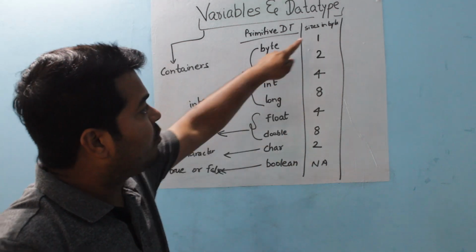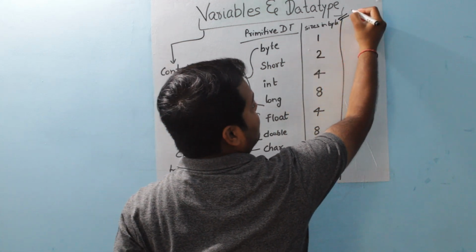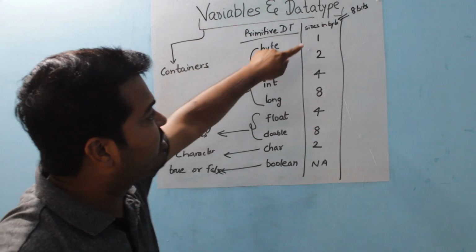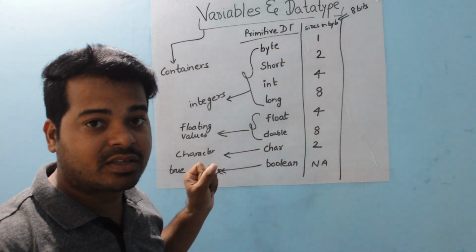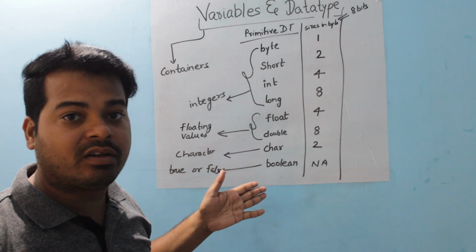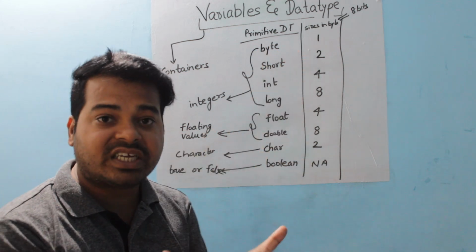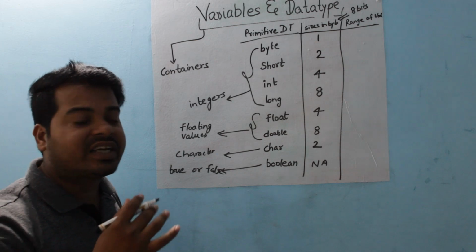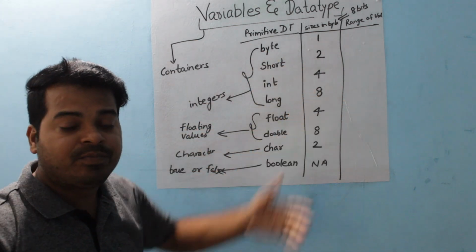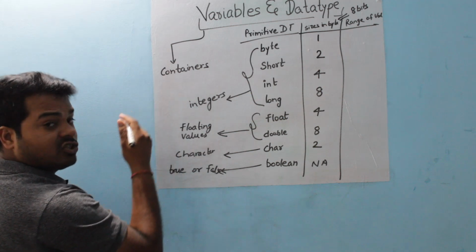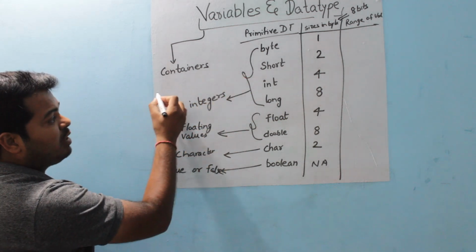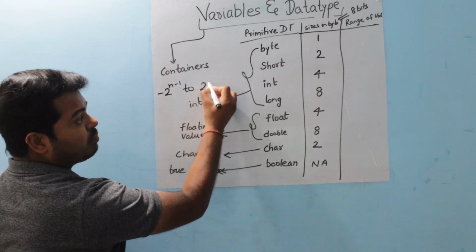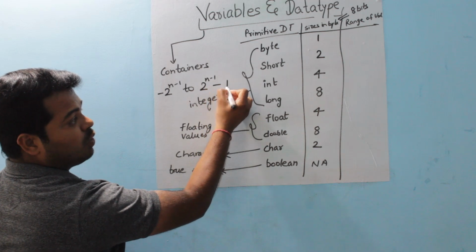Always remember, 1 byte is always equal to 8 bits. So the different data types have different sizes in bytes or bits. Now, what is the range of values they can have? To calculate the range of values my different data types can have, we have a formula. For the range of values in data types, the formula is minus 2 to the power n minus 1 to 2 to the power n minus 1, minus 1.